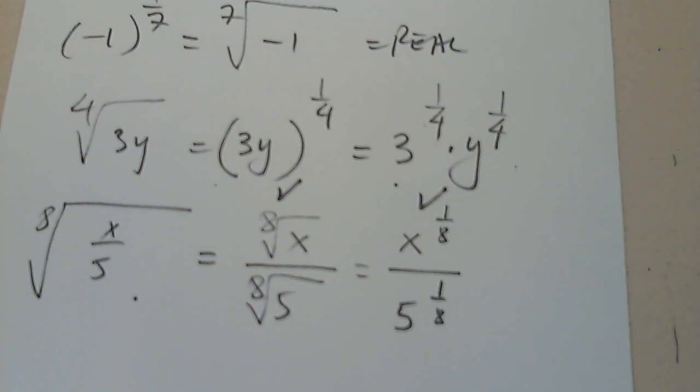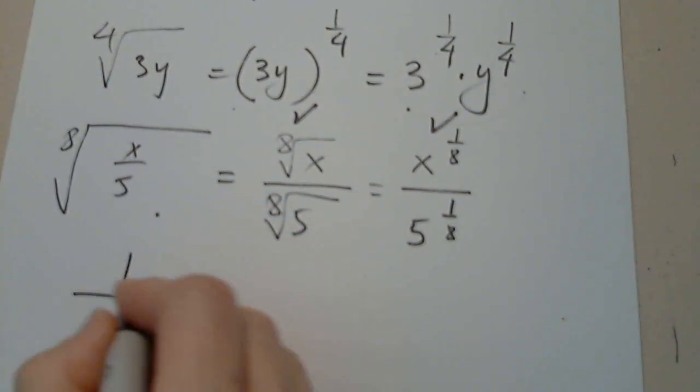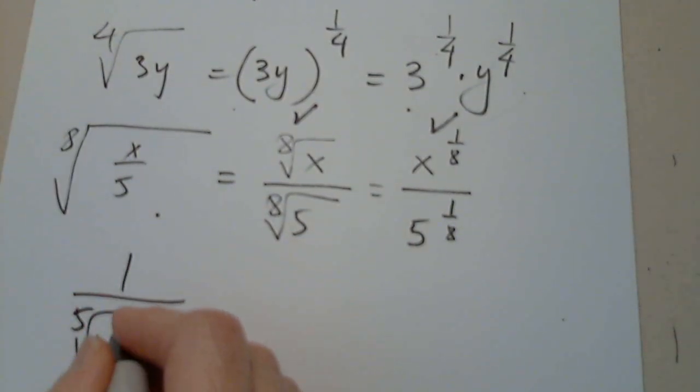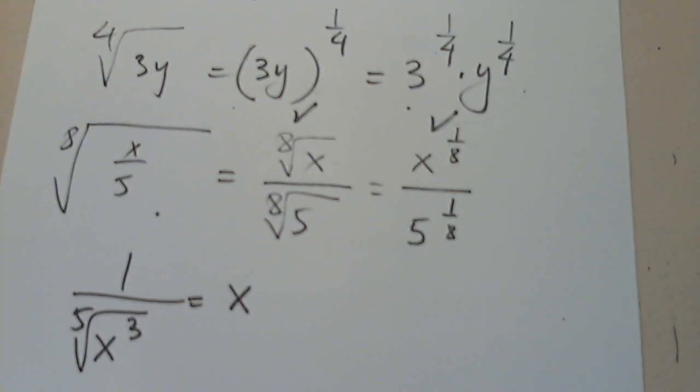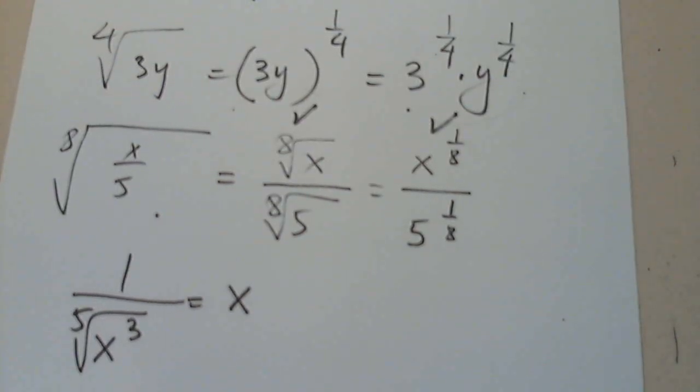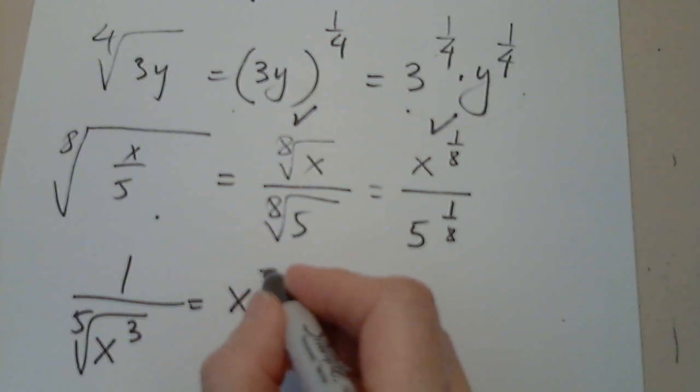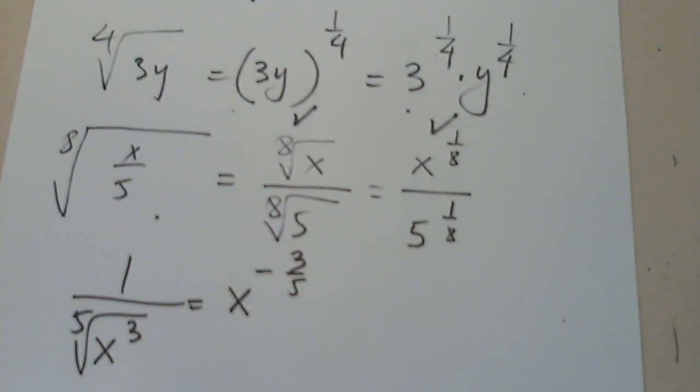Use rational exponents to rewrite the radical expression. So we have here 1 over the 5th root of x to the 3rd. And they want us to write it as x to which power? 1 over x to the 3/5. Yes. And then if you bring it up, it's negative 3/5 indeed. Yep, absolutely. Good.